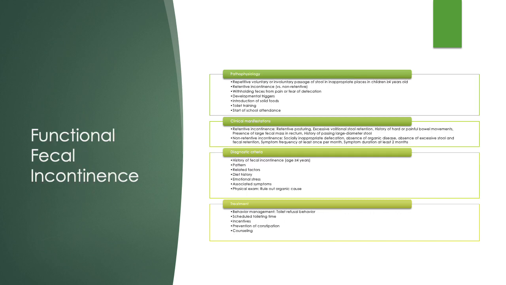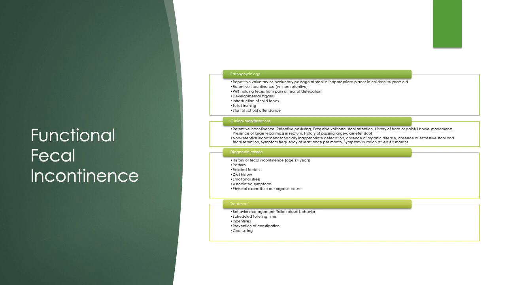Next, we have functional fecal incontinence, and we normally see this in children greater than 4 years old. So they will withhold feces for fear of pain of defecation. So normally, a child would feel like they have pain every time they defecate. So they will withhold their feces to prevent this from occurring. And there are developmental triggers for this, and it varies by child. You normally see this with the introduction of solid foods or with toilet training, and you may even see this as a response to anxiety for the start of school.